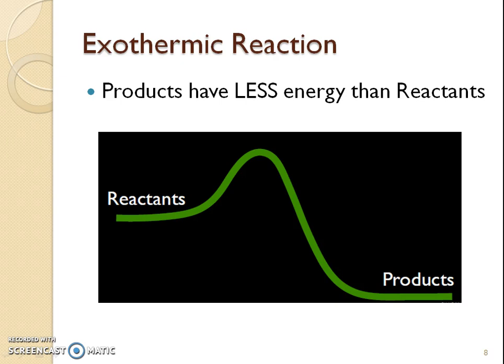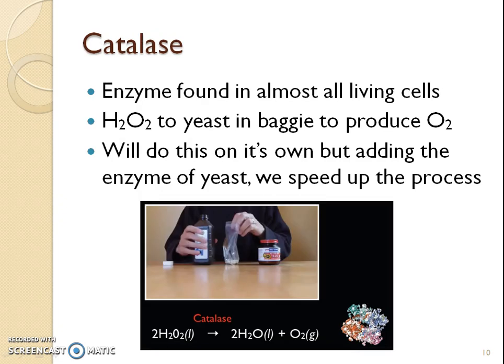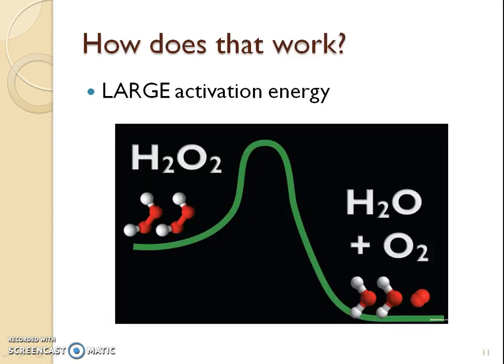He talked about an exothermic reaction, where the products have less energy than the reactants, which you already know. And there's a transition state in between. Again, something you already should know. So you have A, B, C, D molecules. There has to be some kind of transition state so that they can change places to A, C, B, D as products.